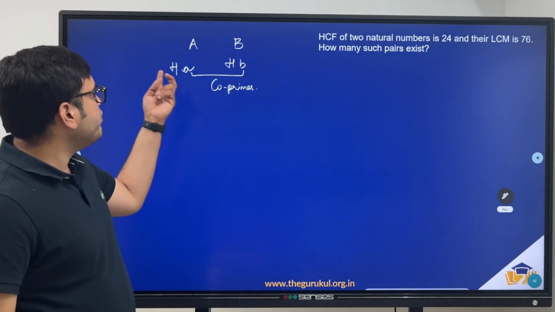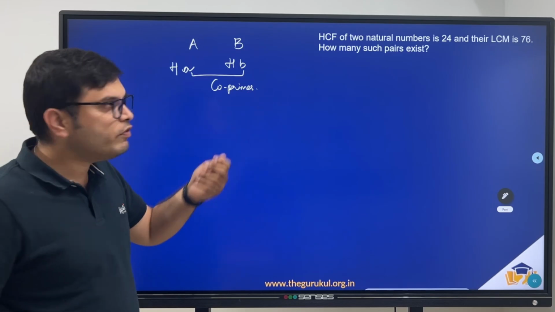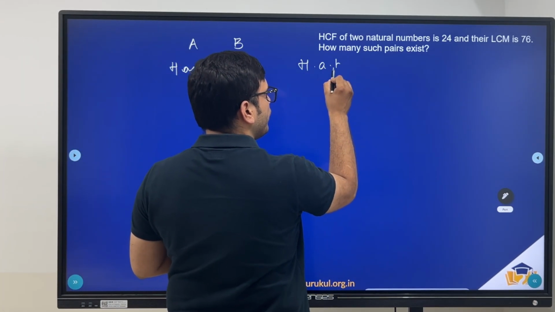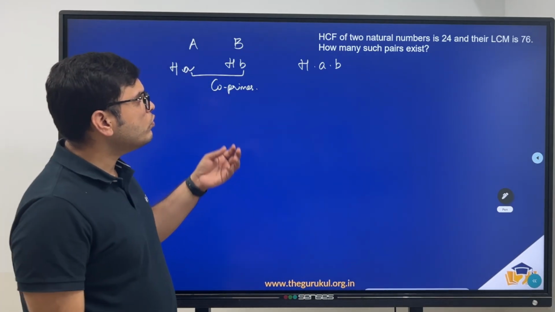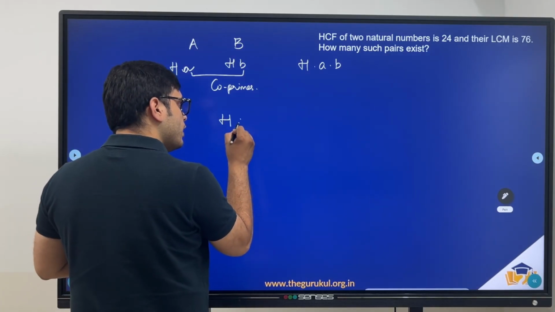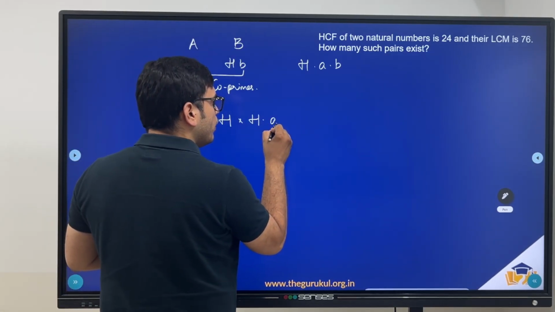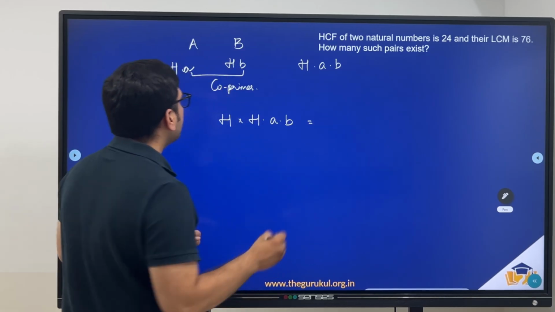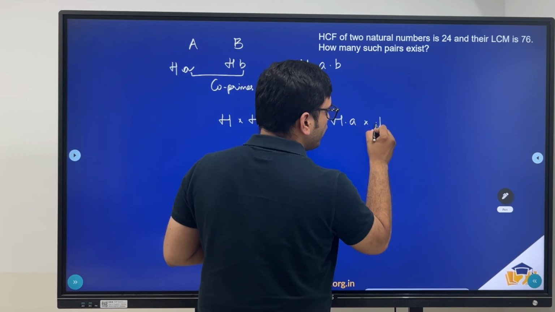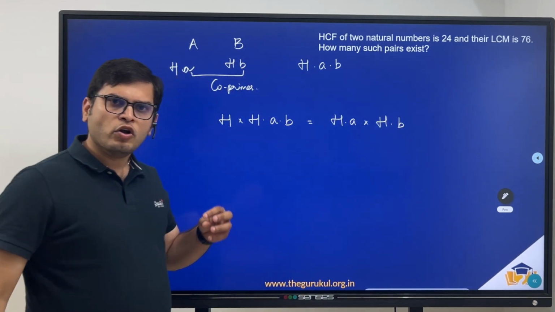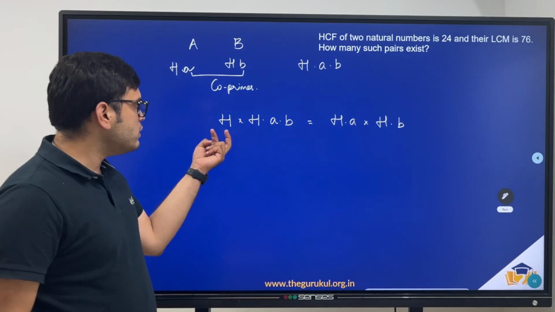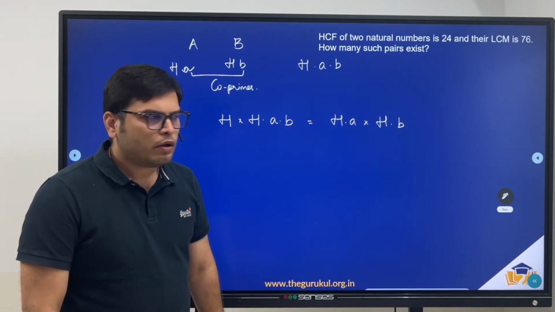right? Now HCF is H. What would be the LCM of these two? LCM of these two would be H into a into b, right? So the product of HCF and LCM, HCF is H, LCM is H into a into b. This should be equal to the product of both the numbers, H into a into H into b. Right. So most students apply this rule or this property. HCF into LCM is equal to the product of both the numbers.